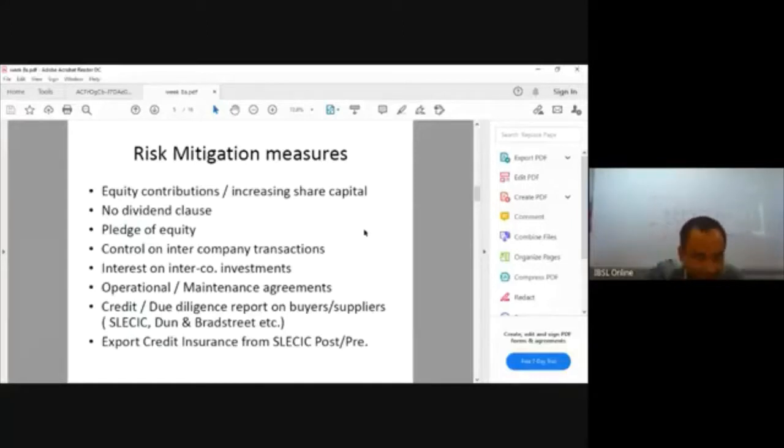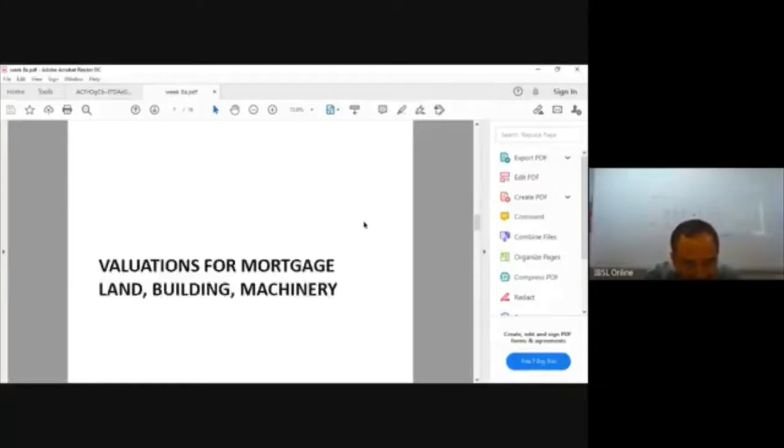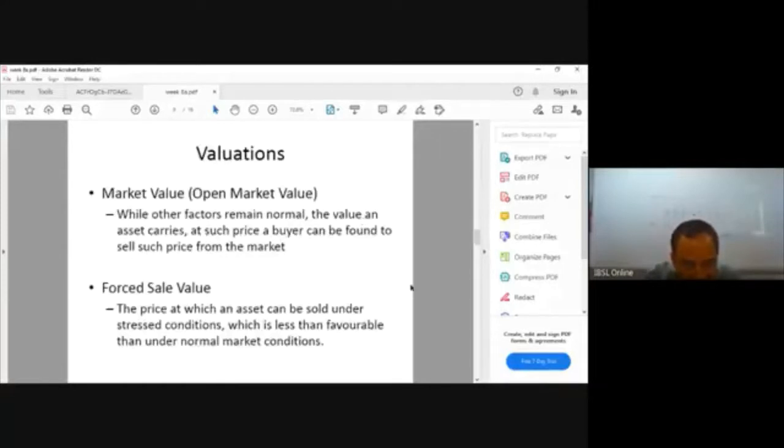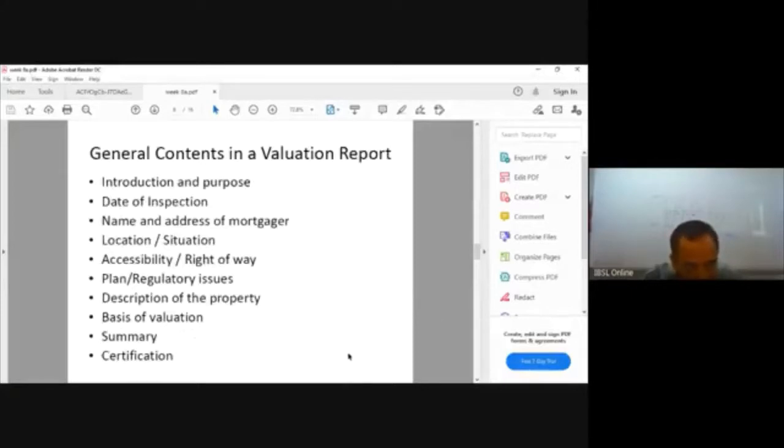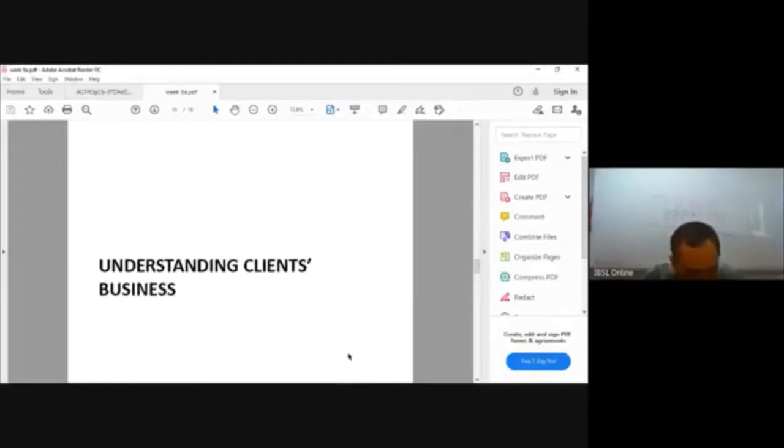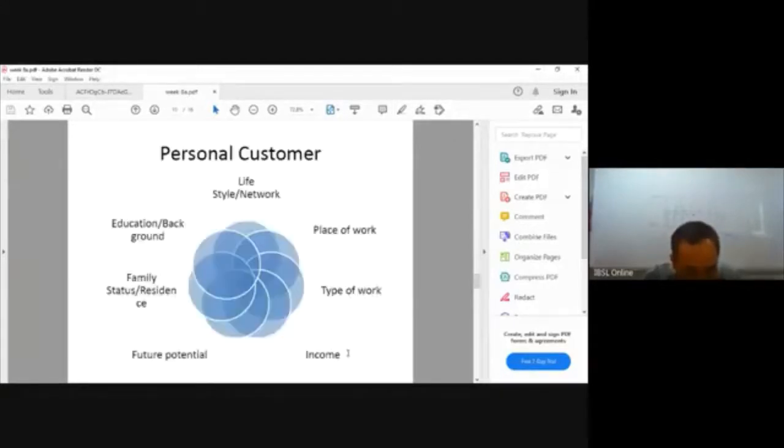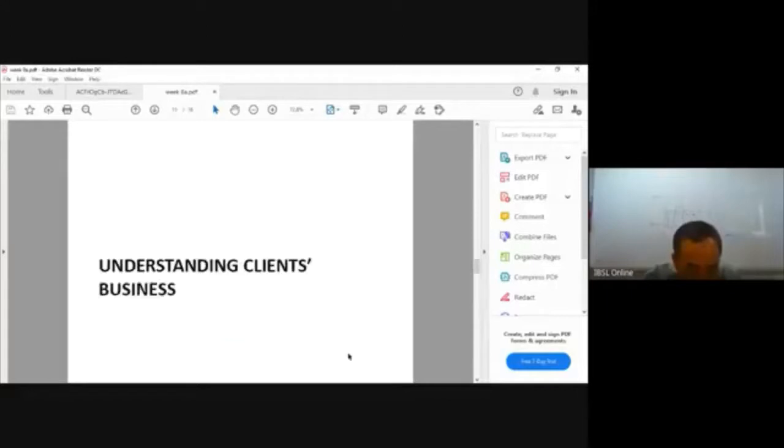So many risk mitigation measures we looked at, and of course valuation. How do you look at the market valuation? How do you look at the forced-sale valuation? What are the general contents in a valuation report? We looked at that, right? Who can be a valuer, we will look at subsequently.